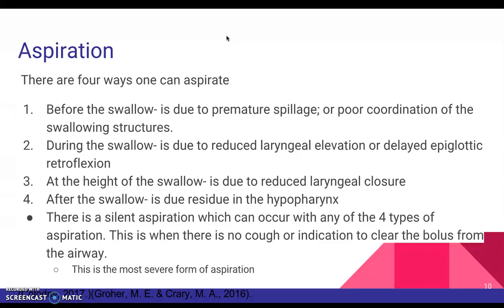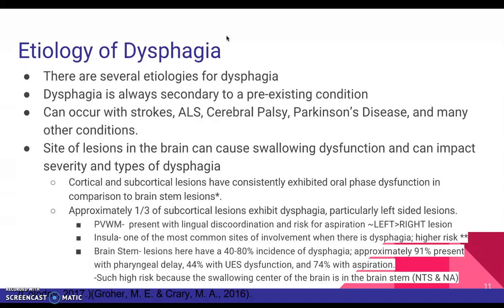It just falls in. There's silent aspiration, which can occur with any of the 4 types of aspiration, and this is when there is no cough or throat clearing, or any indication to clear the bolus from the airway. This is the most severe form of aspiration.